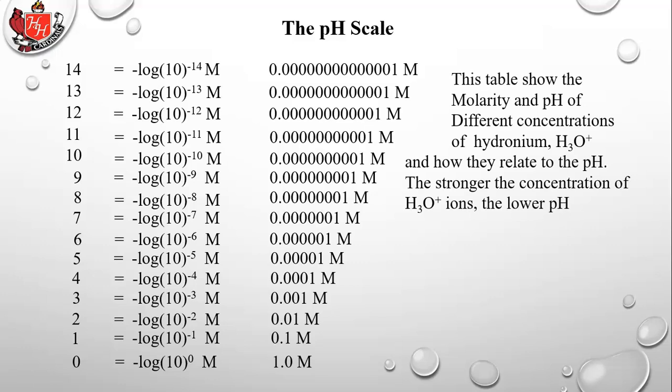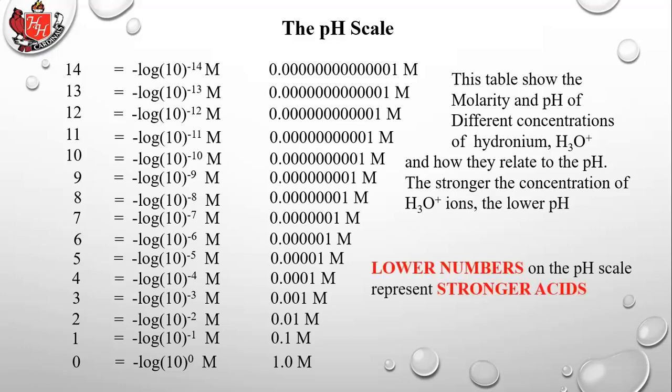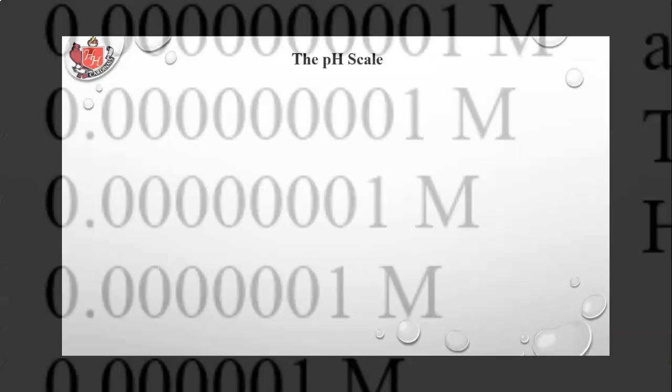So this table shows the molarity and pH of different concentrations of hydronium, H3O+, and how they relate to the pH. The stronger the concentration of H3O+ ions, the lower the pH. So that kind of explains what seems to be a contradiction, that strong acid is a lower number on the pH scale. It's simply because that's the way it works out on the math here. So the lower the number on the pH scale, the stronger the acid. Lower numbers on the pH scale represent stronger acids.